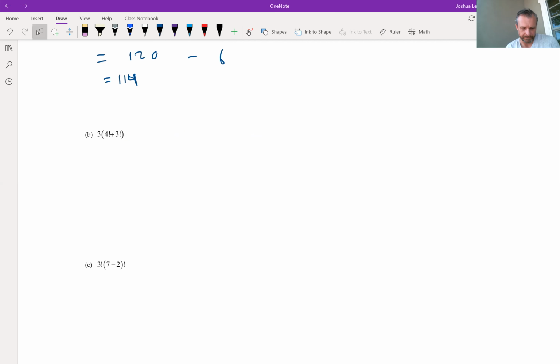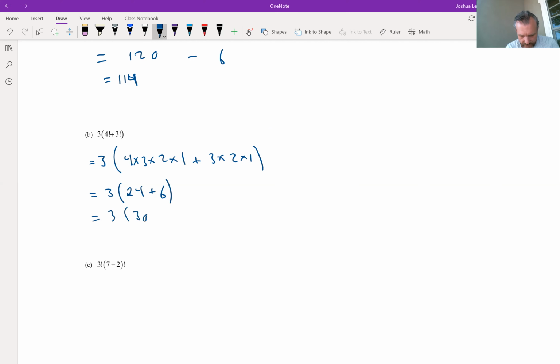How about the next one? Well, 3, not 3 factorial, just 3 times 4 factorial plus 3 factorial. So what do we get here? 4 factorial, again, is 24. And 3 factorial is 6. So 3 times 30, perhaps better known as 90. Okay.